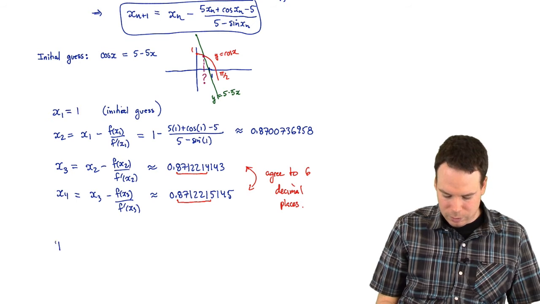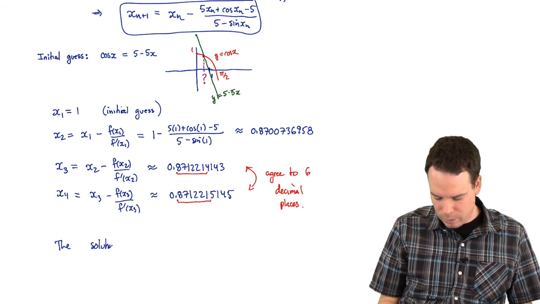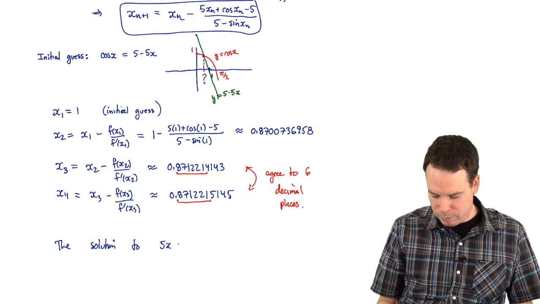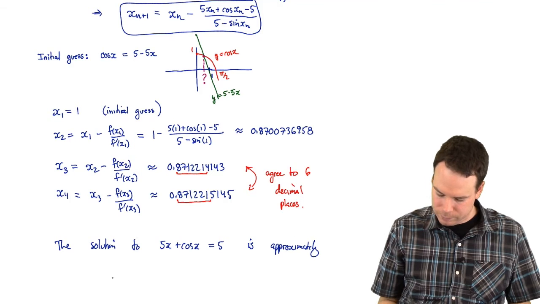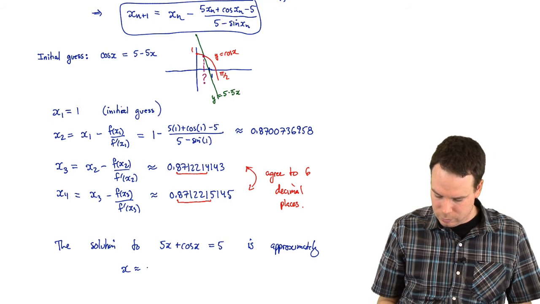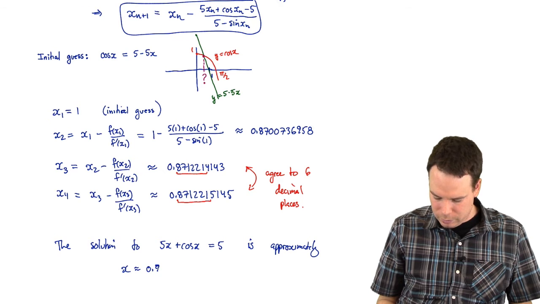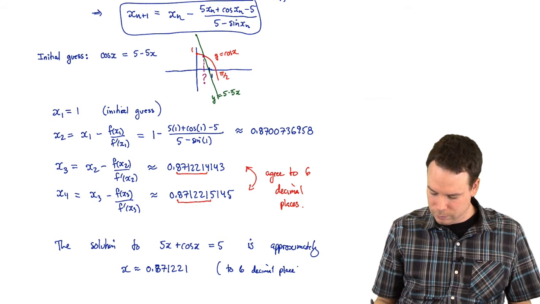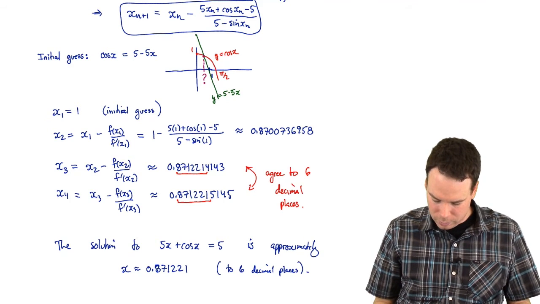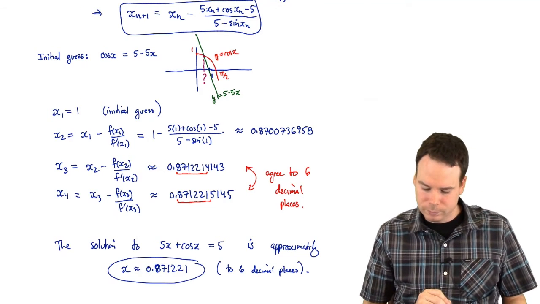So that means we found our answer. The solution to 5x plus cos of x equals 5 is approximately x is 0.871221, and this was correct to 6 decimal places. So we've got our solution that we were looking for.